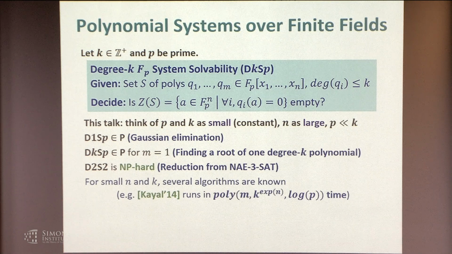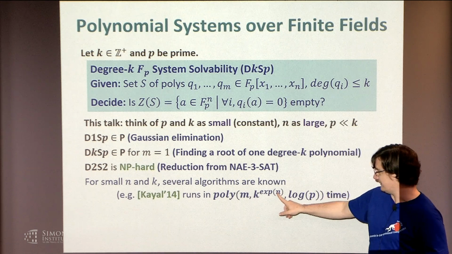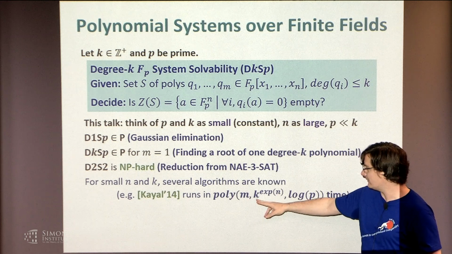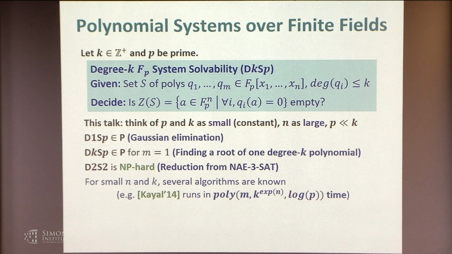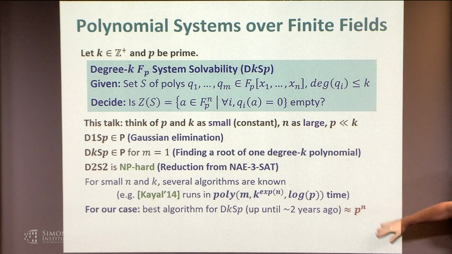I do want to say that there are quite a few algorithms known when n is small. For example, Niraj gave a talk at Simons several years ago on an algorithm which runs in time polynomial for a fixed n, but it's some exponential in the degree. But for our case, where we're looking at just some finite field like F_p, we have n variables. We want to know if we can beat p to the n, the brute force algorithm of trying all the possible assignments.